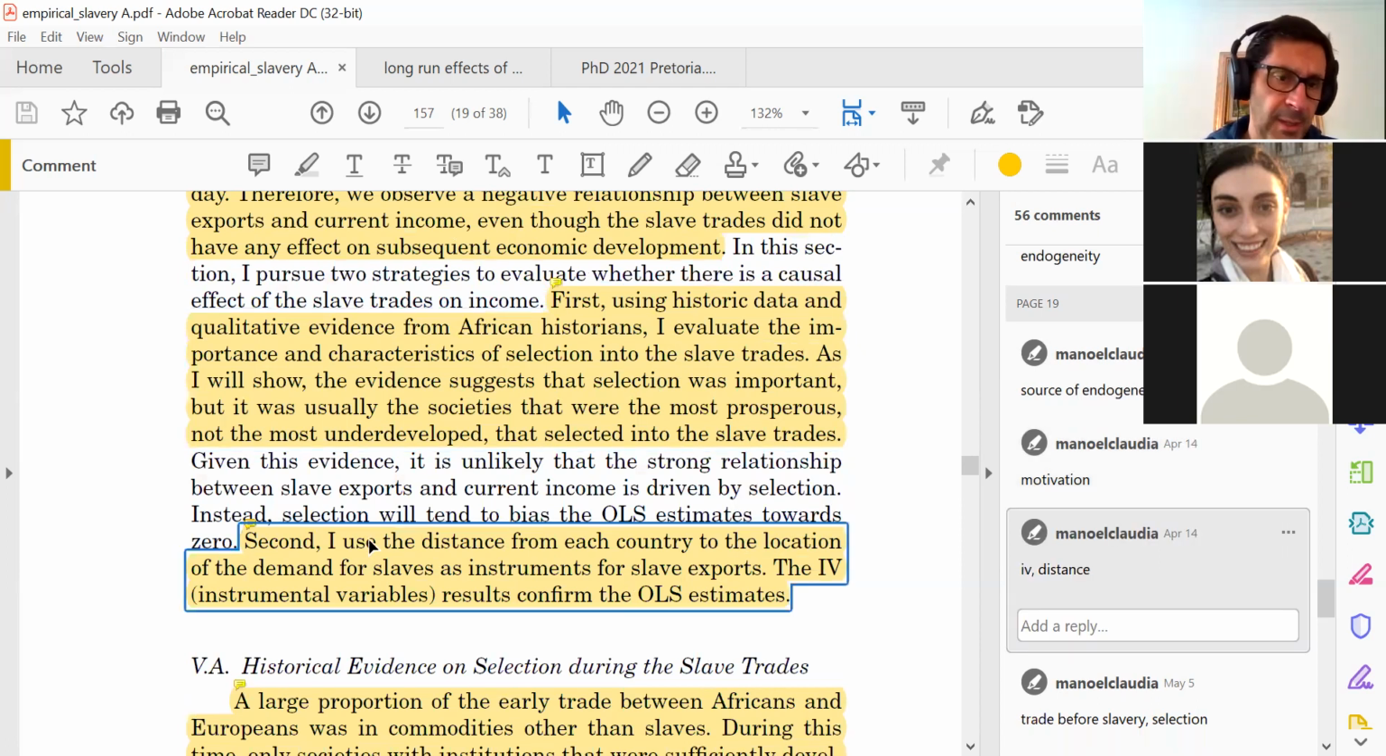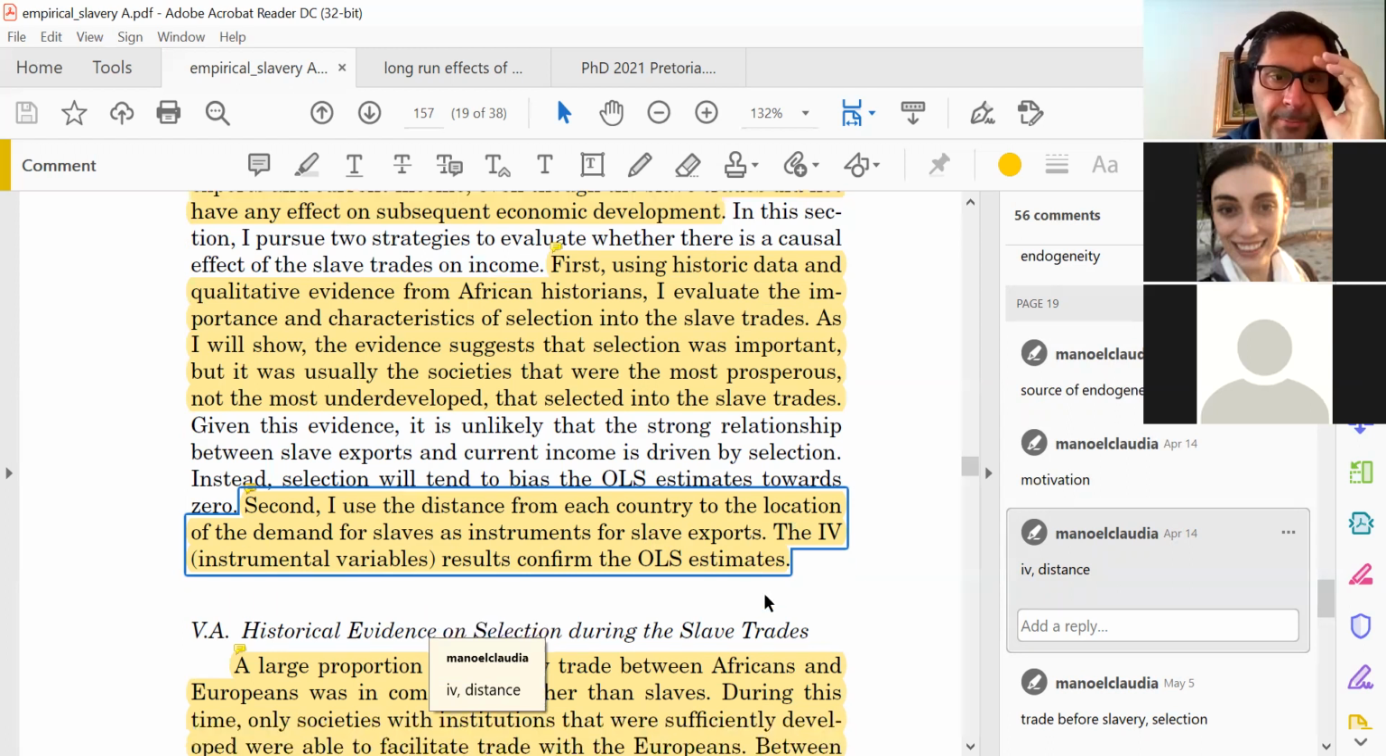Second, IV, the distance. He used the distance from each country to the location of the demand for the slaves. So there was demand for the slaves coming from the West Indies, from the deep American South, and from the northeast of Brazil, essentially, okay? For those plantations. He used the distance from each country to the location of the demand, right, for slaves as instruments for slave exports. The IV results confirm the OLS estimates. That's usually the case, right?